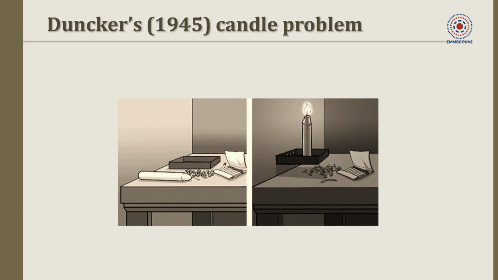Maybe you thought of using the pins to attach the candle to the wall. This may work, but it might result in the candle breaking in two and the wax falling on the floor. But often people overlook an easier solution: emptying the matches from the box and attaching the box to the wall with the pins. This creates a makeshift table, and then you place the candle on the box.